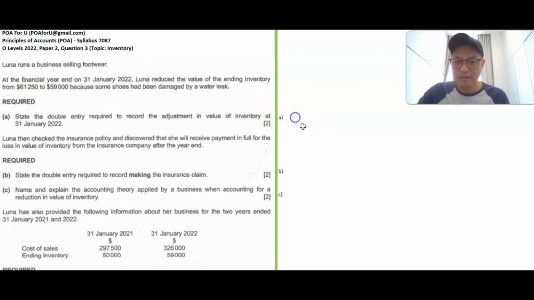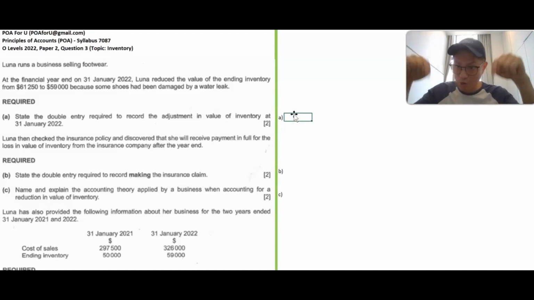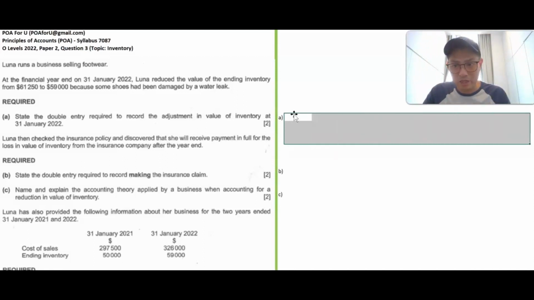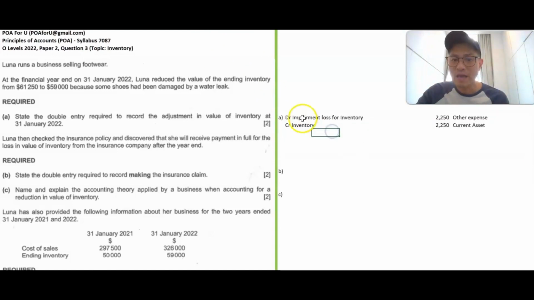Straight away, you know that one leg of the double entry would be related to inventory, because inventory value has gone from 61 to 59,000, and therefore it's gone down. Inventory is an asset account, and asset accounts are debit in nature, so any reduction would be credited to the asset account, which in this case is inventory, and is debited to this account called impairment loss for inventory. Now, this is an expense account.